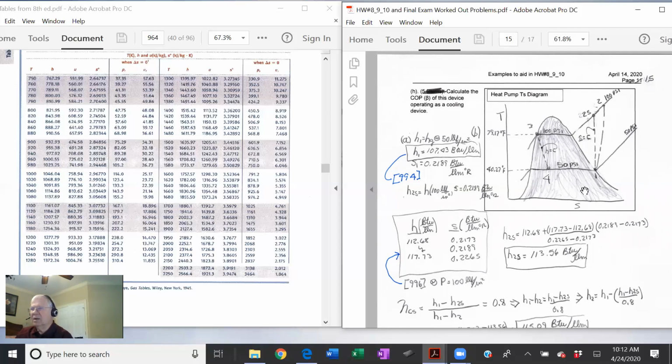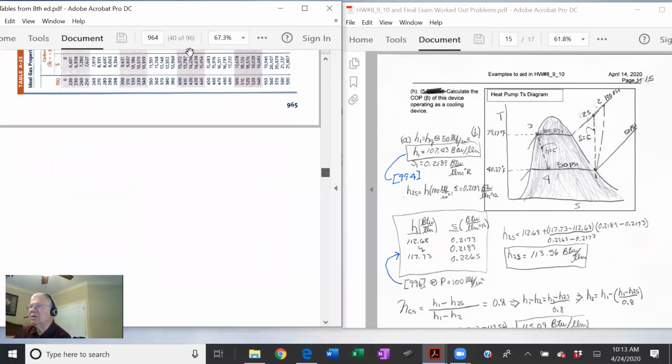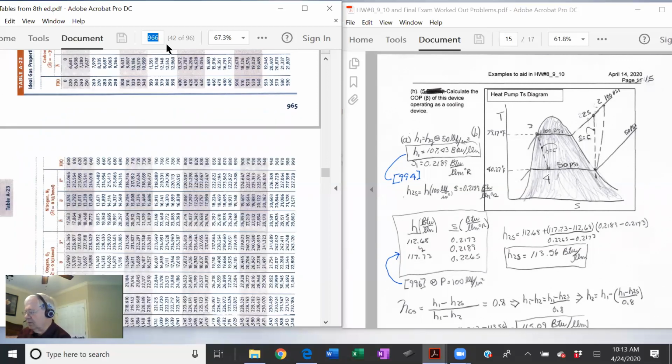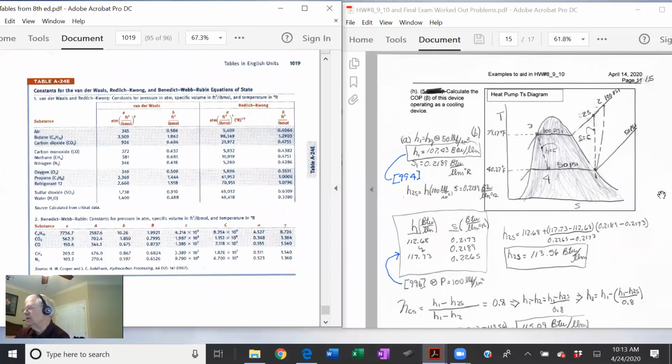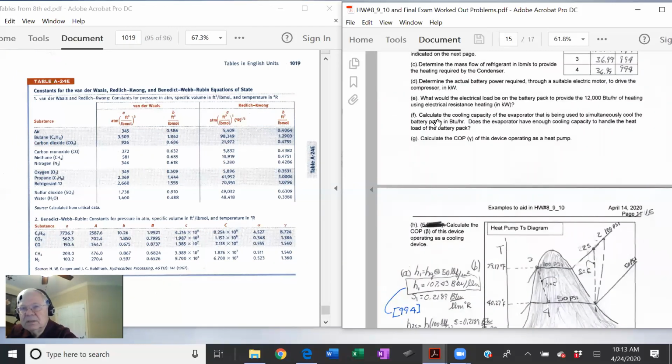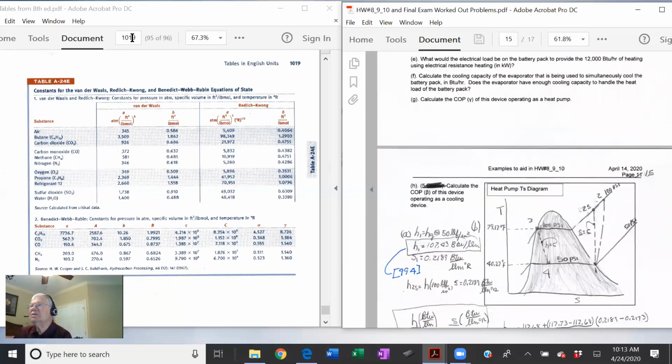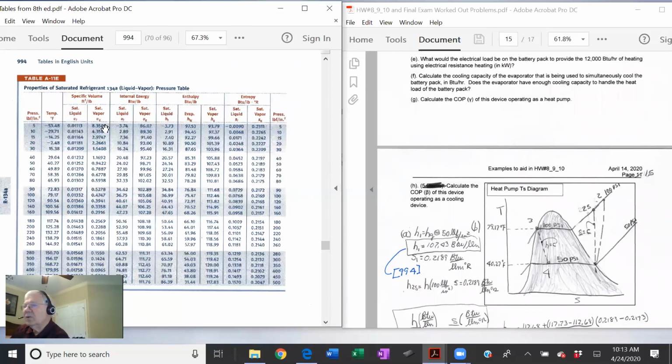Now here are the temperatures. Let's go to R134A in the English tables. Let's see, that's going to be toward the end. I've got the pages here. Page 994 or so. All right, there's R134A.